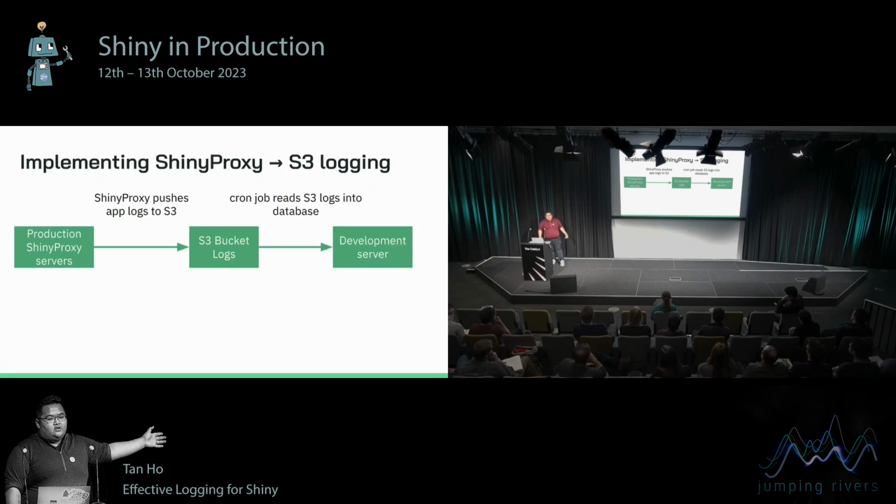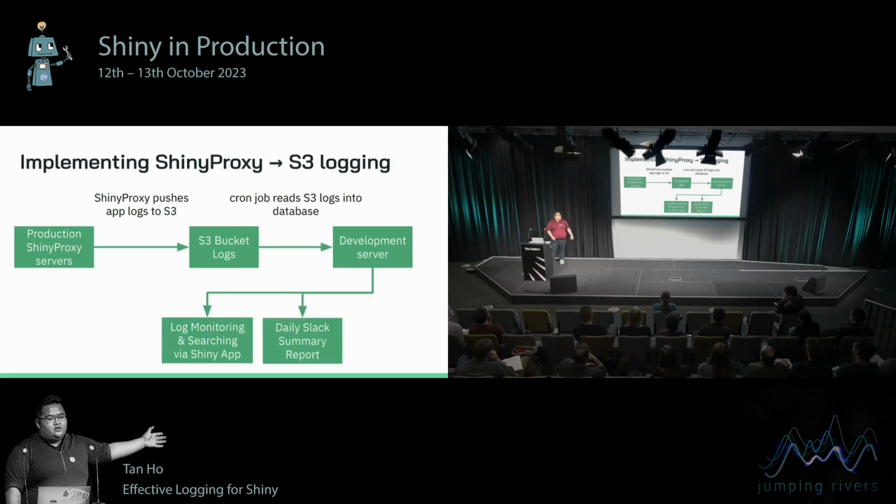From our development server, we've got a cron job that reads the S3 logs into the database. And from there, of course, we like Shiny. So we set up a Shiny app that does some log monitoring and searching. We've already got some integrations for a Slack summary report. So we just summarize that data into a summary every day of how many users and whatever hit it, and how many fatal errors or whatever happened. And then if there's a big outage or something, we've got Slack alarms on major failures. So it pings us that something's broken. We set some thresholds that made sense.